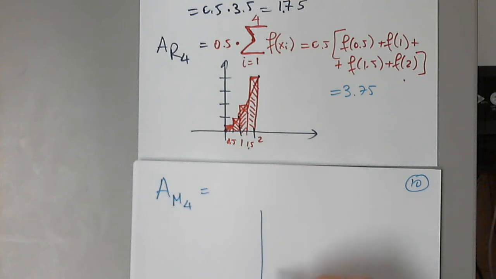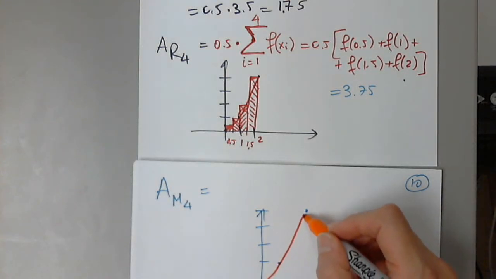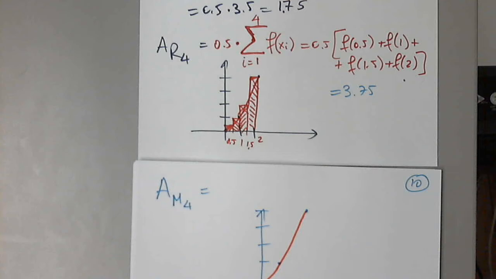The area with the midpoint, 4. So here's the graph again. 1, 2, 1, 2, 3, 4. 1 point here, 1 point here, 1 point here. This is the graph. 4 subintervals. Here's the midpoint, here's the midpoint, here's the midpoint, and here's the midpoint.